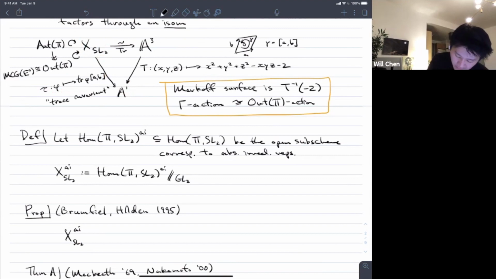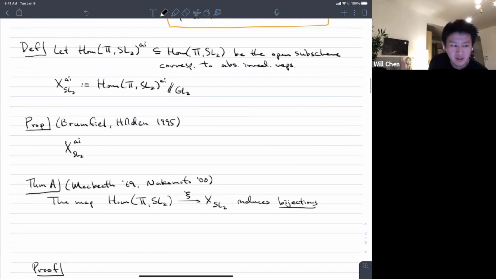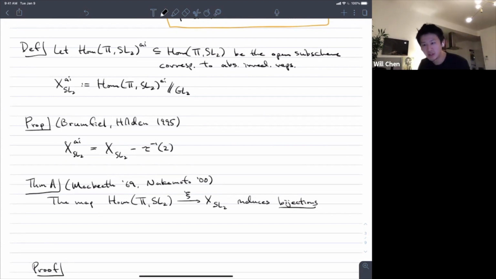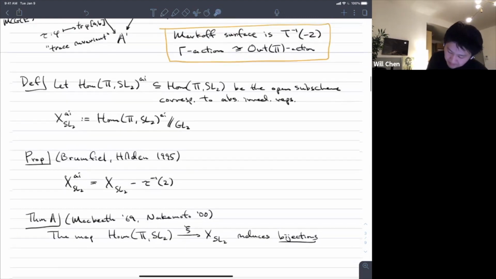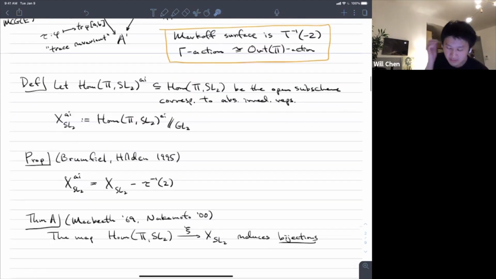And the theorem of Broomfield and Hilden is that you can detect when a representation is absolutely irreducible just by looking at the trace of the commutator. The theorem is that the absolutely irreducible part of the character variety is the whole thing minus tau inverse of 2. So as long as the trace invariant is not 2, it's absolutely irreducible. You should note that this is 2 and this is -2, so we haven't removed the Markoff surface, at least for odd primes, let's say.